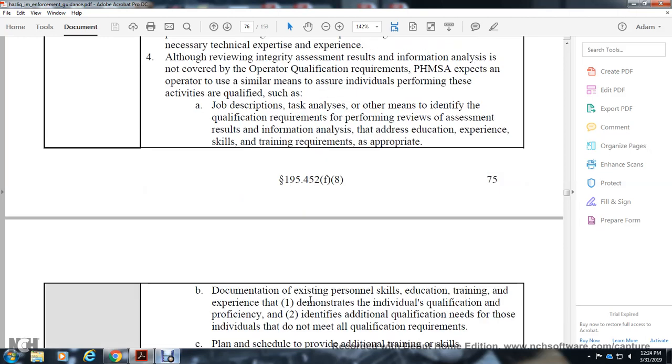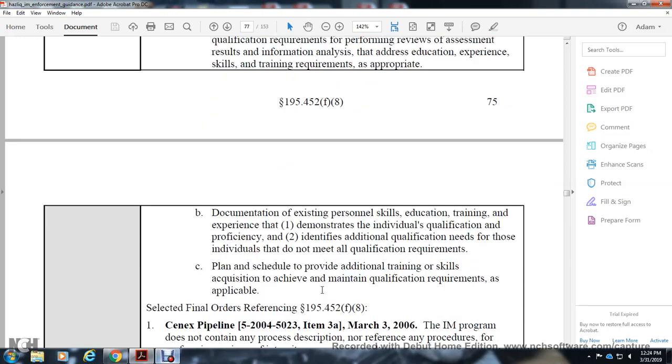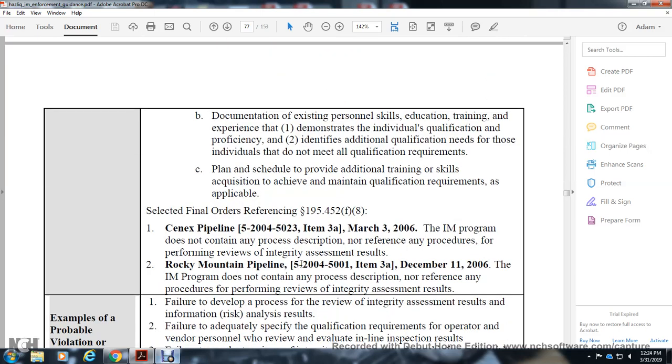A, the documentation of existing personnel skills, education, training, and experience, to ensure individual qualification and proficiency. B, identify the qualification needs for those individuals who do not meet the qualification requirements. C, the plan and schedule to provide the additional training and skill acquisition to achieve and maintain the qualification requirements as applicable. We'll see selected final orders referencing 195.452(f)(8) and (h)(2).